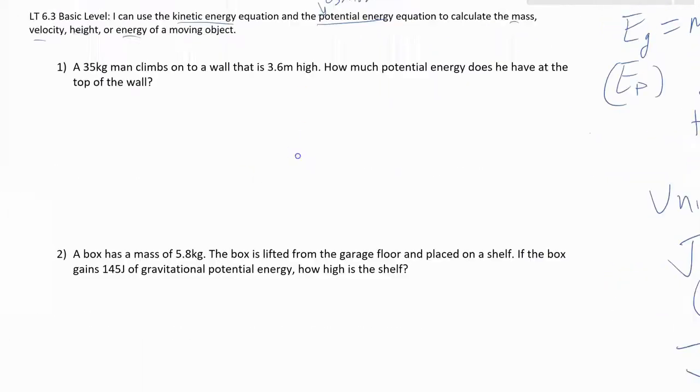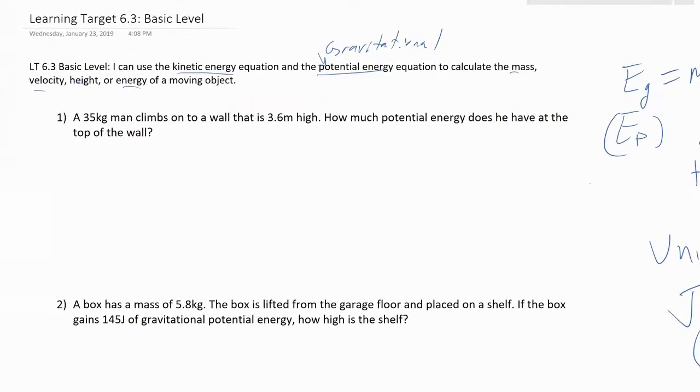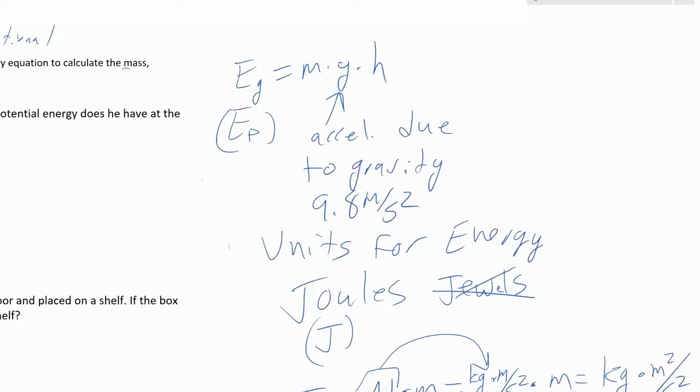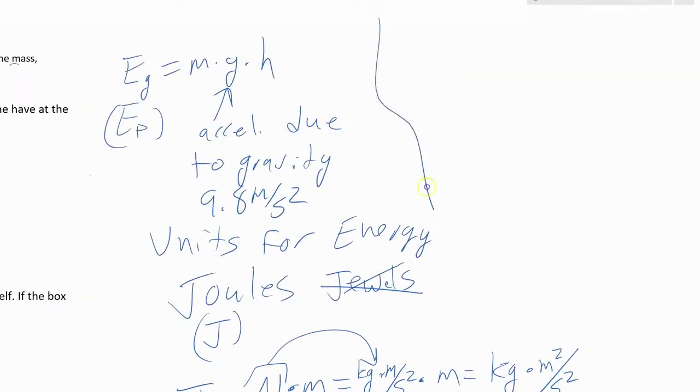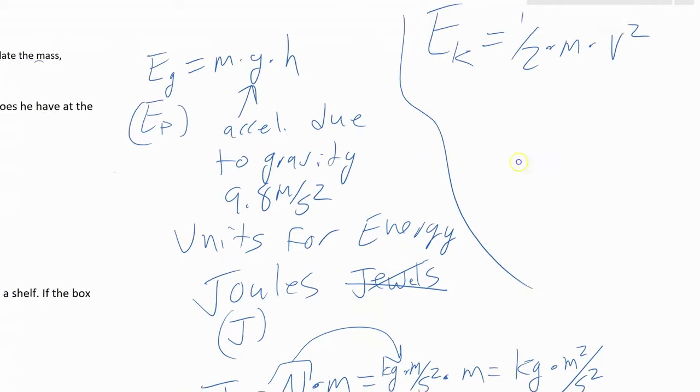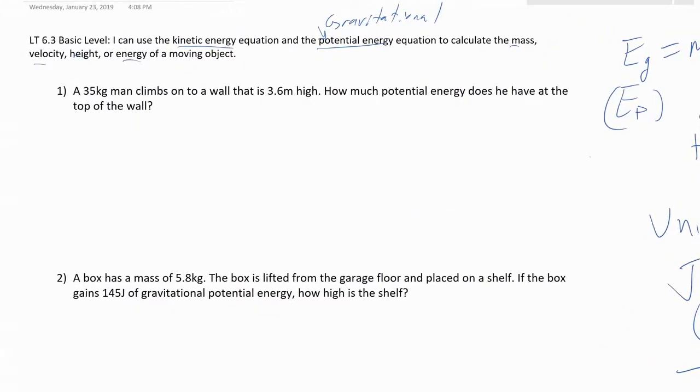Okay, so back to this. Kinetic energy is 1/2 times mass times velocity squared. All right, so let's get started with a potential energy question. So 35 kilogram man. Go ahead and pause the video and write down these examples, and once you have that done, go ahead and hit play.